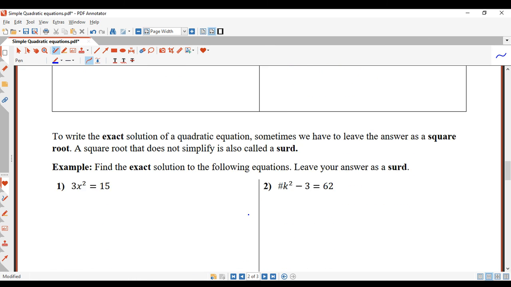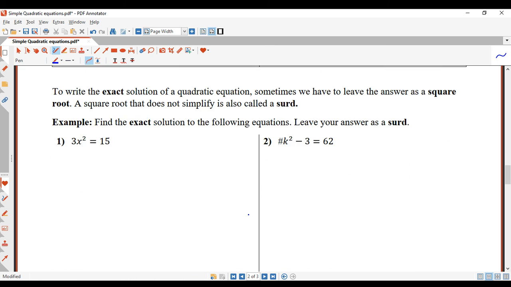Okay, now some questions will ask you for the exact solution, and they might also ask you to leave the answer in surd form. That means to leave it as a square root, and the reason they do that is because the solution doesn't simplify to a nice whole number or a nice rational number. So let's have a look at this question here. We're going to find the exact solution, so we're going to leave our answer as a square root. So let's write the question down again.